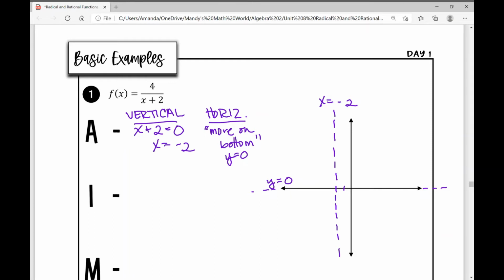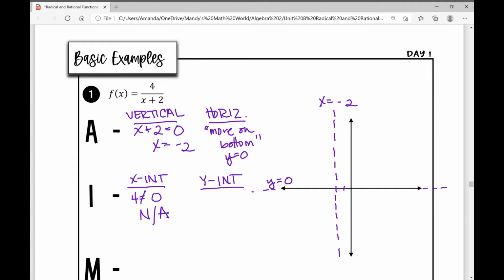And now let's get into our intercepts. We're going to have an x-intercept, and we're going to have a y-intercept. So the x-intercept is when y is 0. Remember, if I plugged in 0 for y, I would end up just finding the solution to the top. So we set our numerator equal to 0, and 4 does not equal 0. So actually, we do not have an x-intercept in this particular example. It's not applicable.